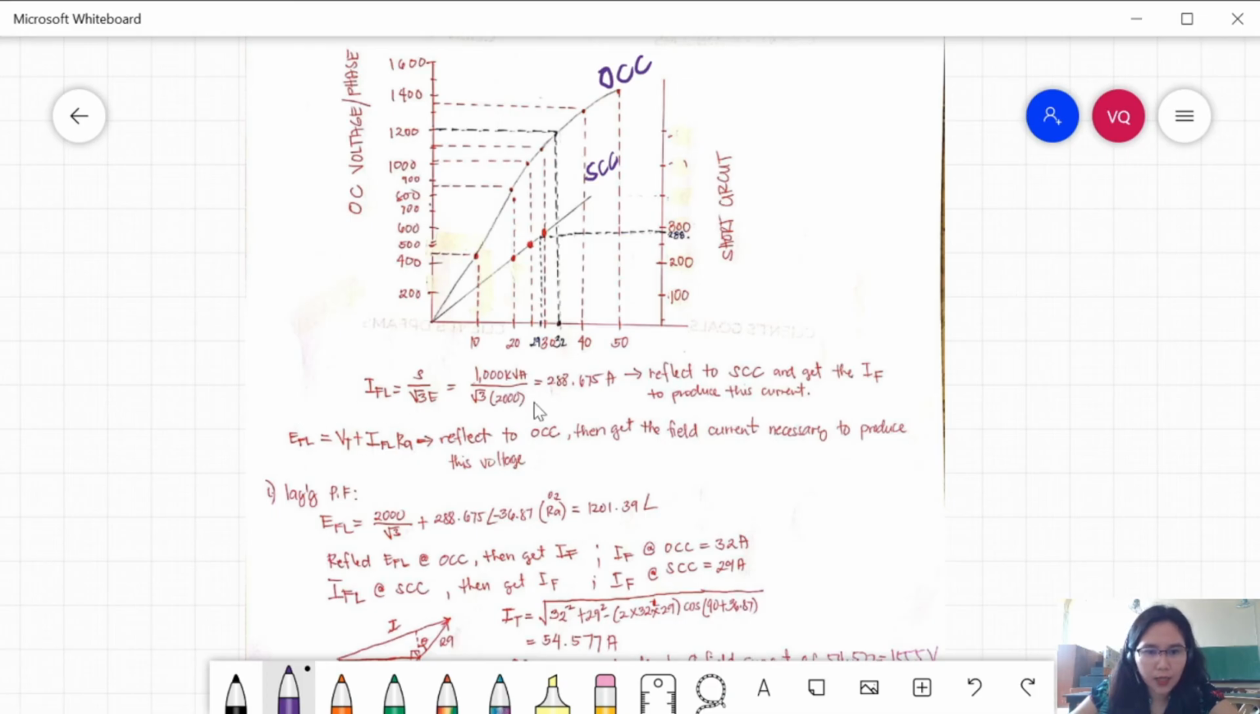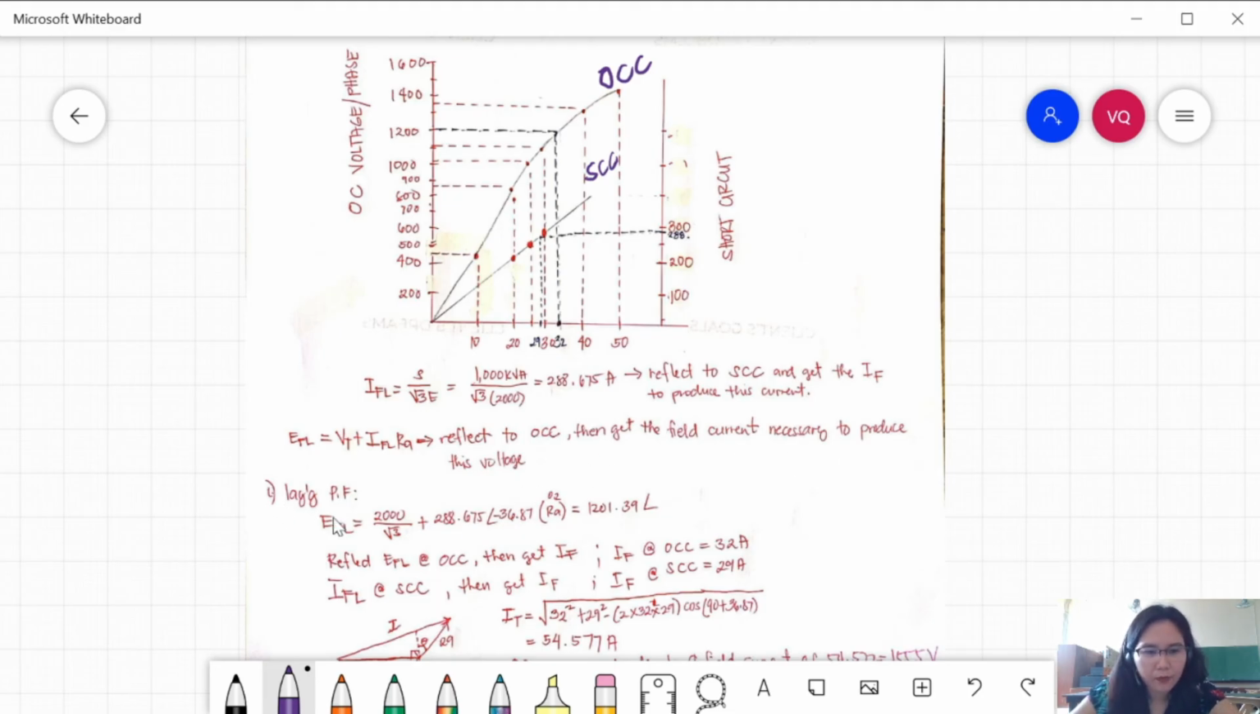So, IFL, 288.678. So, nandito siya. And we will reflect it to our SCC and we will get its field current. So, that is equal to 29 amperes. For our full load voltage naman, it is equal to terminal voltage plus IFL multiplied by RA since RA is given. Then reflect to OCC, then get the field current necessary to produce this voltage.